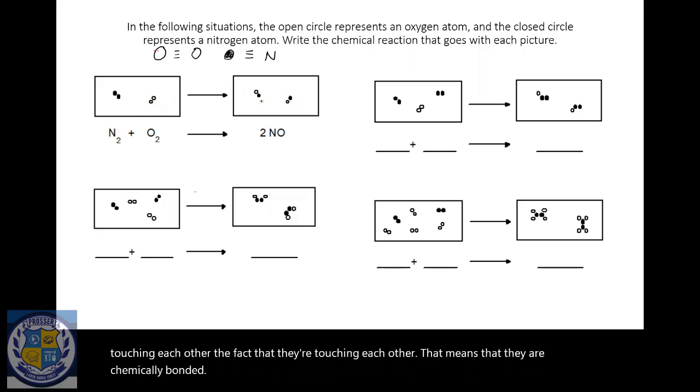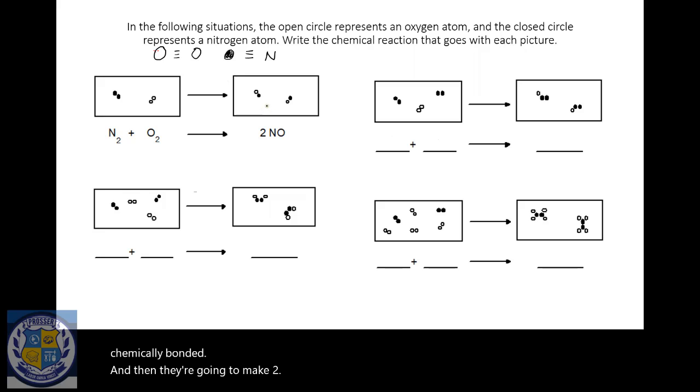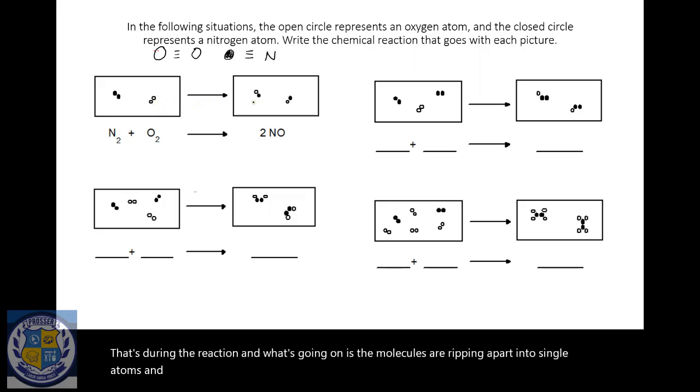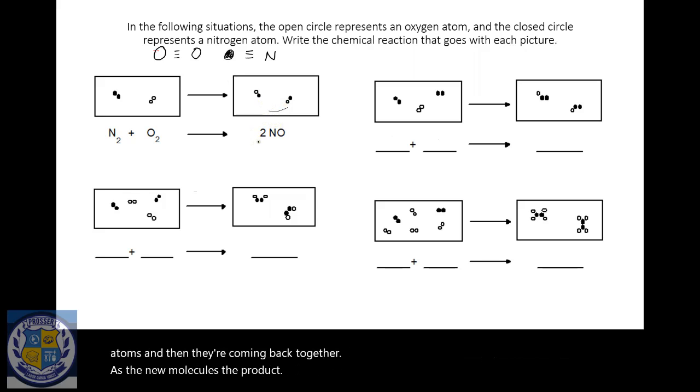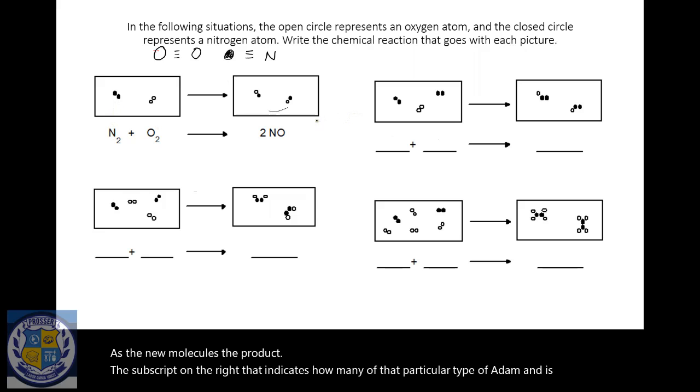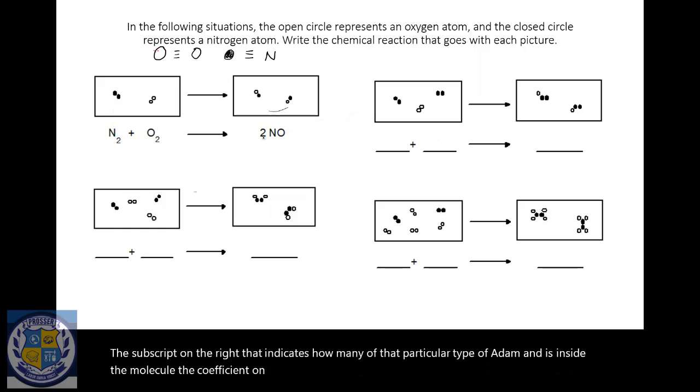And then they're going to make two nitrogen oxide molecules. Notice the arrow, that means that's during the reaction, and what's going on is the molecules are ripping apart into single atoms and then they're coming back together as the new molecules, the product. The subscript on the right indicates how many of that particular type of atom is inside the molecule. The coefficient on the left, the big 2, that's how many there are. Okay, so let's try this one.